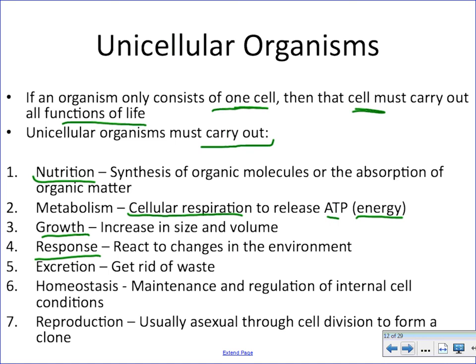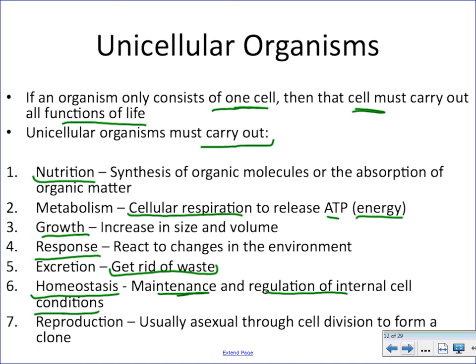Because the cell is carrying out chemical reactions, it is going to generate waste products, and it has to have a means of getting rid of those waste products. Because of the changing environment that this unicellular organism will exist in, it has to have a means of maintenance and regulation of internal cell conditions. As it responds to those environmental changes, it has to have a means of regulating the conditions within the cell itself. This process is referred to as homeostasis.